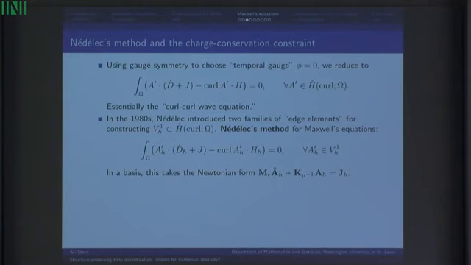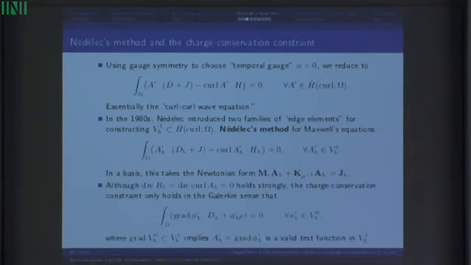And in a basis, this again is going to take the following Newtonian form. So once I semi-discretize Maxwell's equations, I have something that has this Newtonian or Hamiltonian structure, and I can apply a geometric integrator to it.